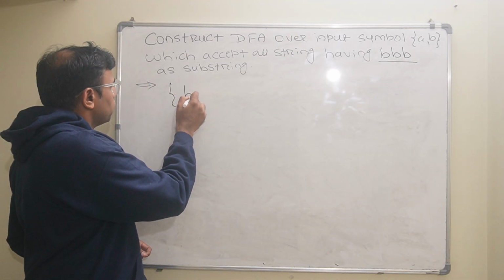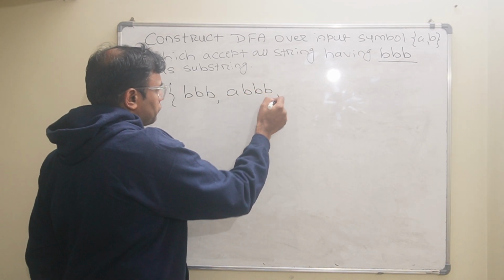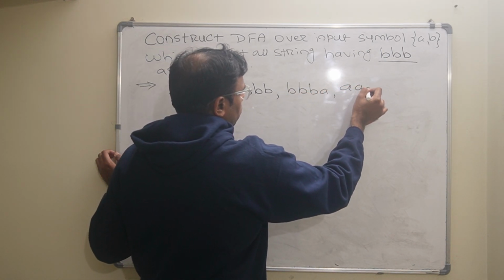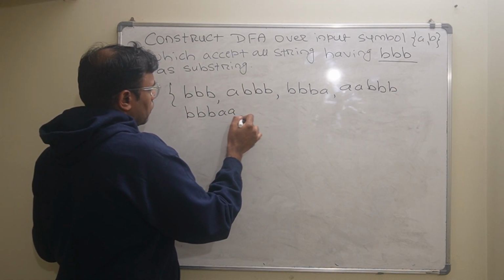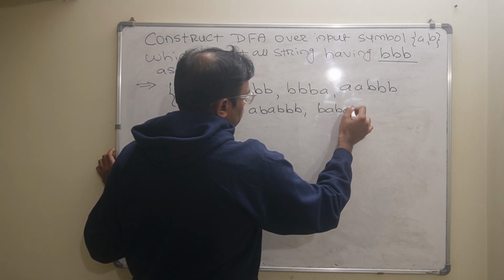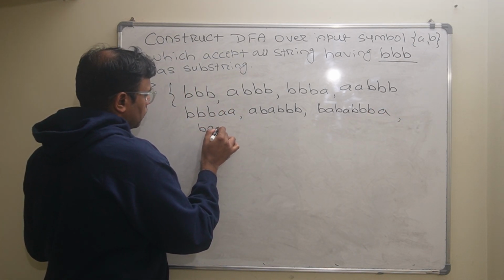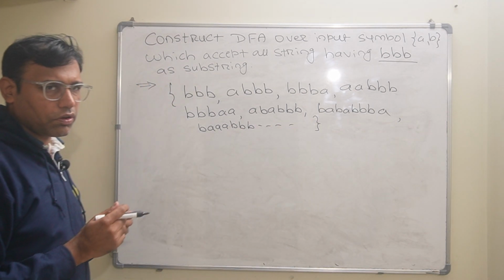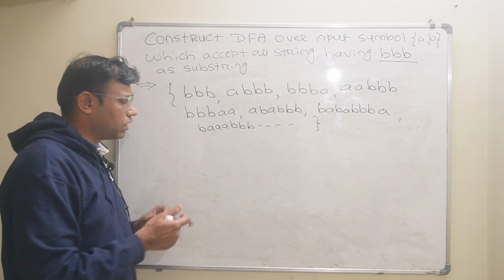So the possible value can be bbb. Now the string can start with a or b. So I will write abbb, then bbba, then aabbb, or I can write bbbaa, then ababbb, then babbba, then bbbb, and so on. So these are some of the possible strings. So from that possibility we will try to construct the DFA.